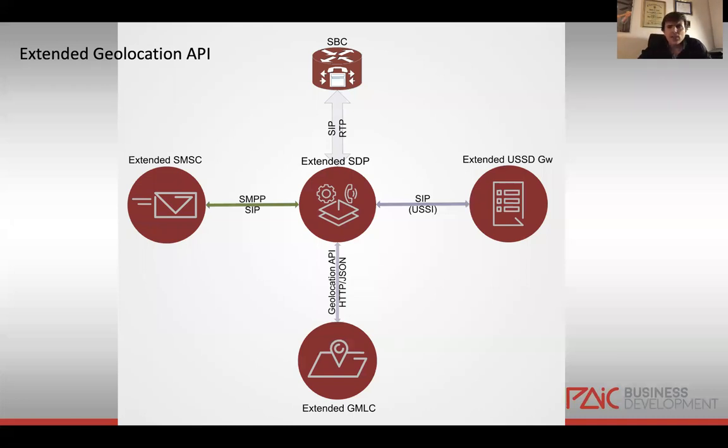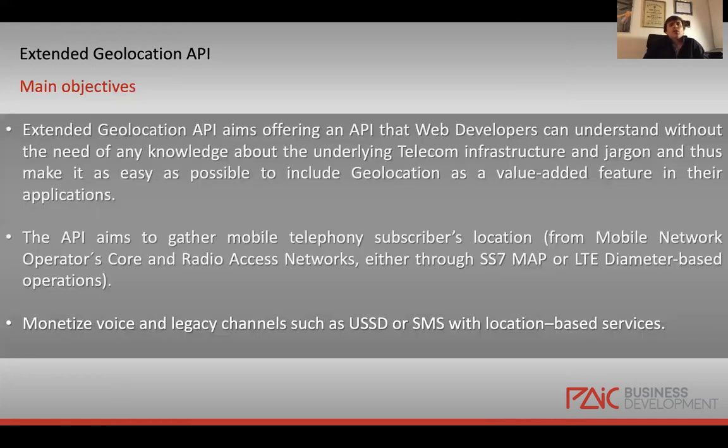So we have the extended Geolocation API here graphically. This comprises an ecosystem in which we have the extended GMLC, the extended SMSC, the extended service delivery platform, and the extended USSD gateway. So we can provide or enrich USSD, SMS, and voice services with location information. The main objective of the extended Geolocation API is to offer an API that web developers can understand without the need of any knowledge about the underlying telecom infrastructure and jargon, and thus make it as easy as possible to include geolocation as a value-added feature in their applications.